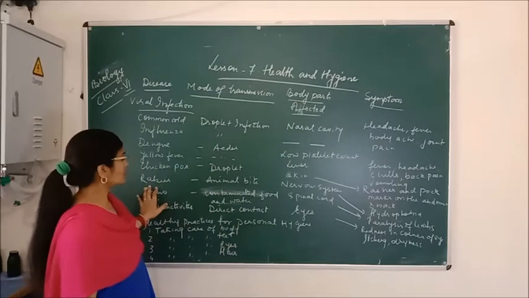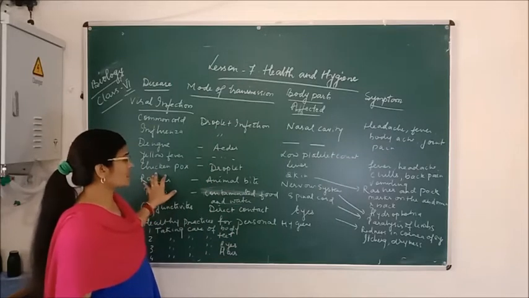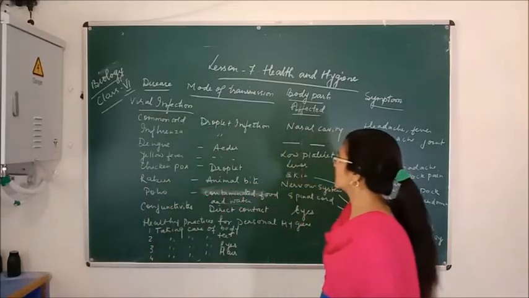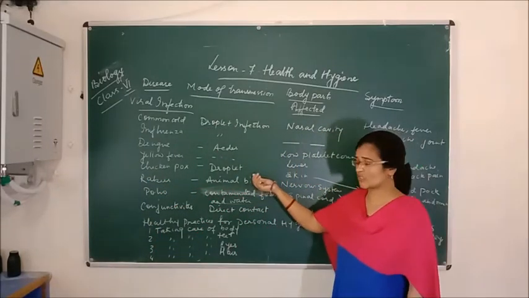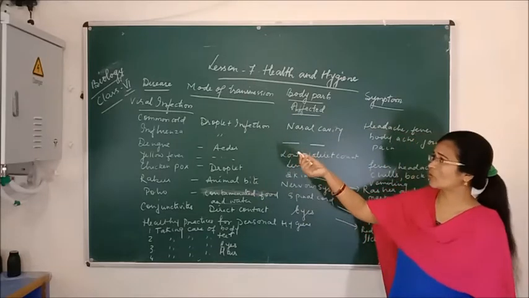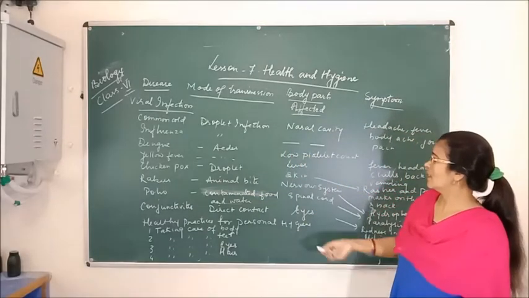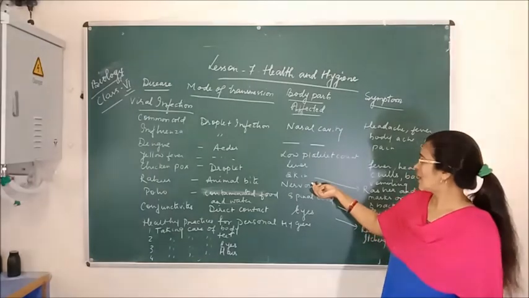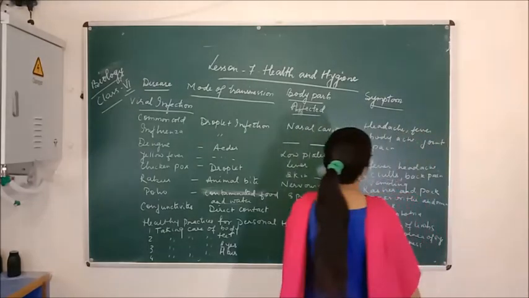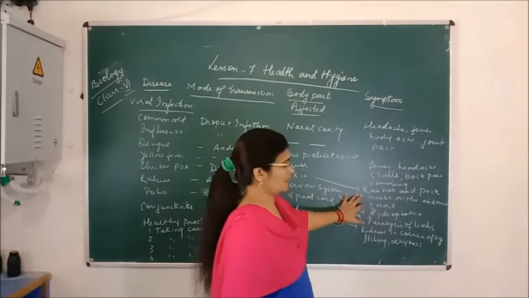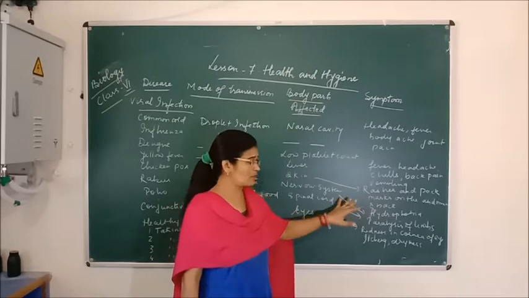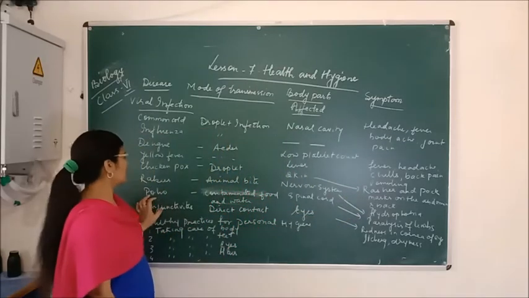Now chickenpox is a type of disease which is caused by virus, and it is transmitted through droplet infection like common cold, influenza and others. And the main part which is affected in chickenpox is the skin, and in the skin there are rashes and pox marks which come out on the abdomen as well as on the back portion of the body. The next one is polio.